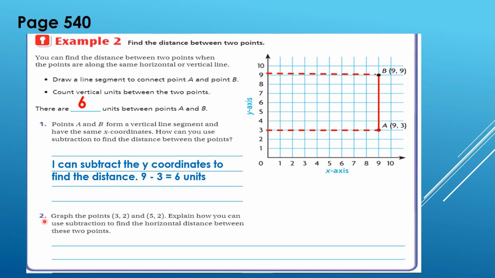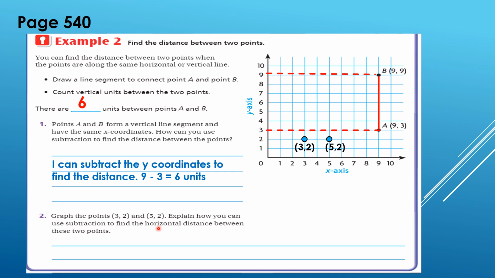Now let's go to question number 2. Graph the points (3, 2) and (5, 2). I'll give you just a few seconds to graph them, and you can label them with any letter that you would like. So take 10 seconds to place these 2 points. Very easy. (3, 2) and (5, 2). Have you located the points? Perfect. This is the first one, (3, 2), and this is the second one, (5, 2). Very good. How can I find the distance between them?